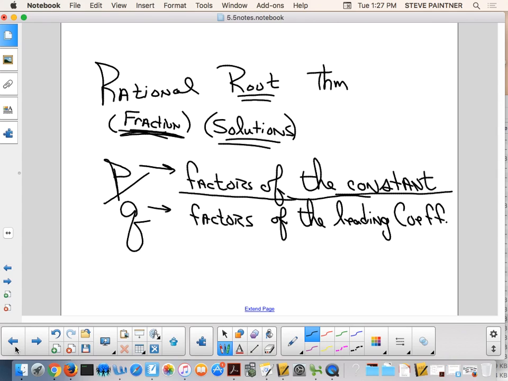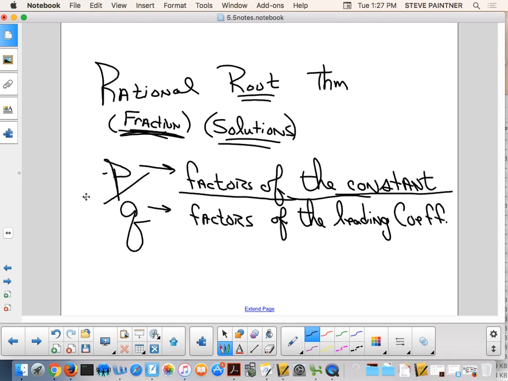In lesson 5.5, we talked about this rational root theorem. And I asked, what does rational mean? Basically, rational just means fractions. What does root mean? Solutions. So what this theorem does for you is it finds the fractional solutions that could be your answer. And I say could. I don't mean they are, but they possibly could be your answer.